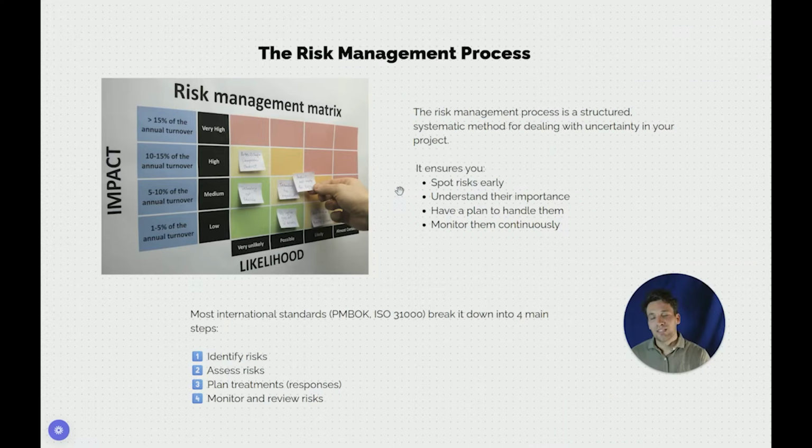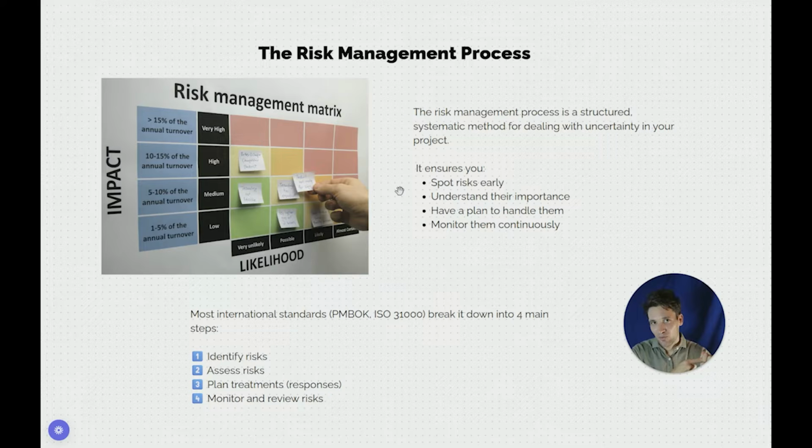So now we've got a good understanding of the different types and categories of risks that exist on construction projects, let's dive deeper into how to specifically manage risk on a project. So the risk management process is a structured, systematic method for dealing with uncertainty on a project. It ensures you spot risks early, understand their importance, have a plan to deal with the important risks, and then monitor and update your risk register continuously, so as the project progresses and things change, you stay on top of the uncertainty that matters.